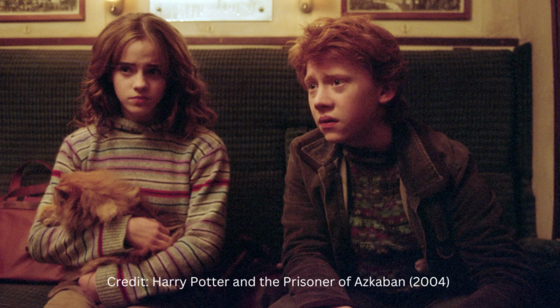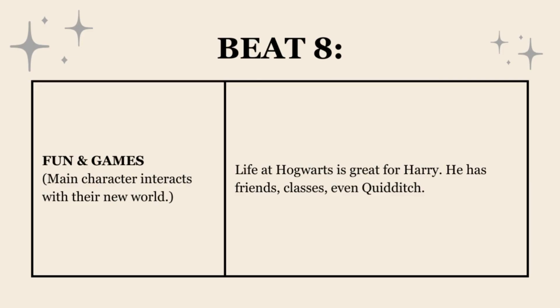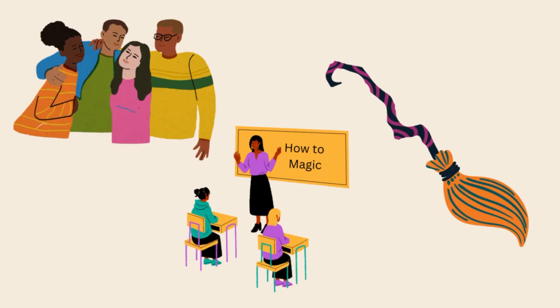In this case, Harry meets Ron and Hermione on the Hogwarts Express. Our next beat is the fun and games. This is where the main character interacts with their new world. In our example, we see that life at Hogwarts is great for Harry. He has friends, classes, even Quidditch.